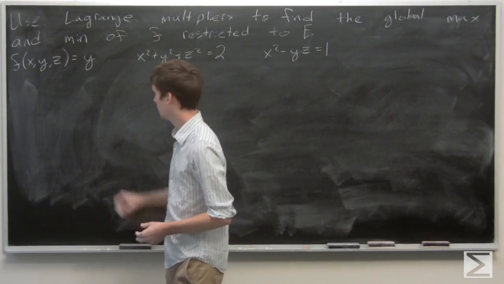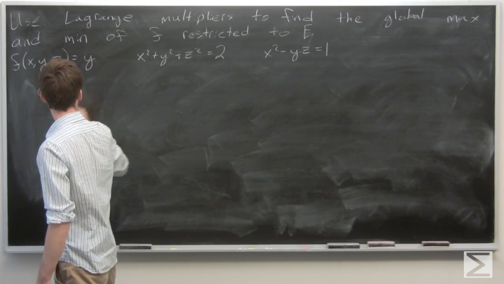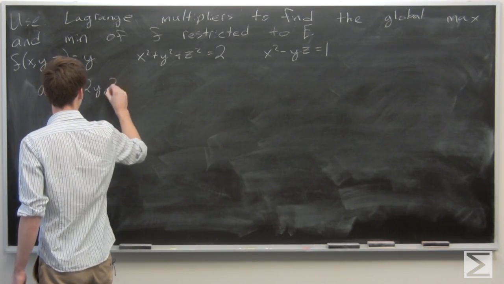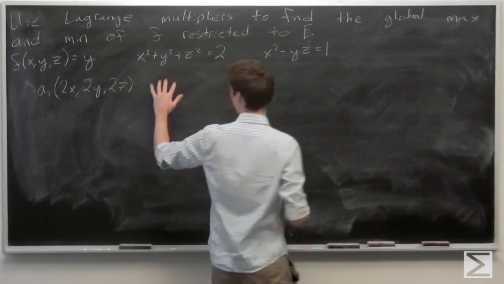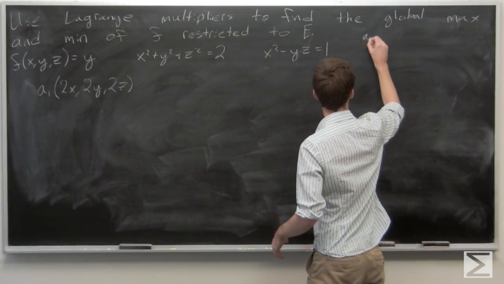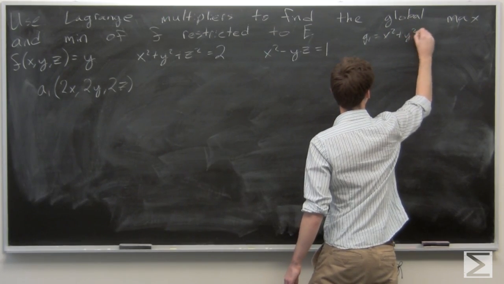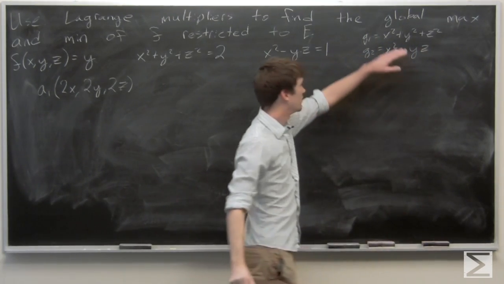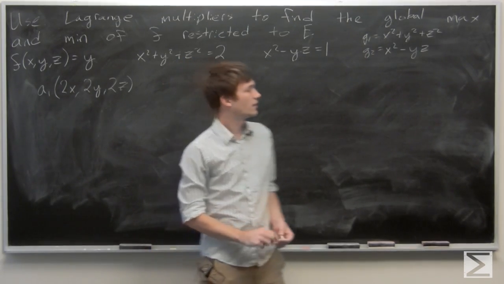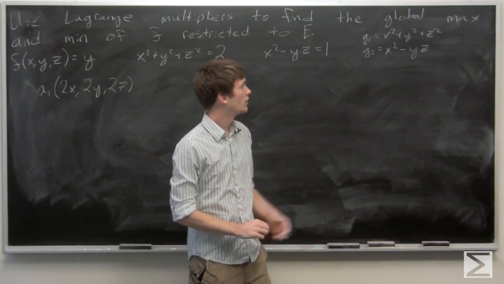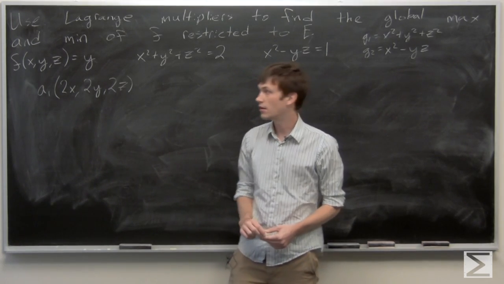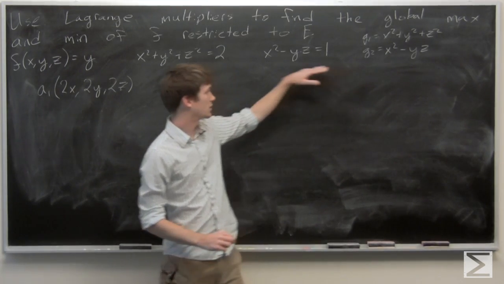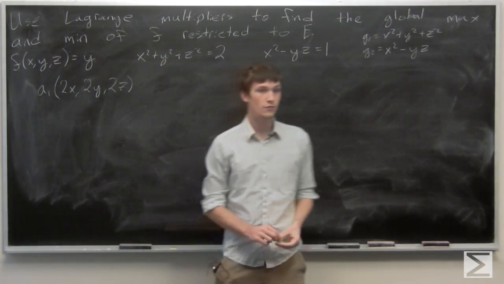So that's points that satisfy the following: a1 times our gradient of our first constraint, which is 2x. I should first note that we'll let g1 be the function x squared plus y squared plus z squared. And then our first constraint is just the level curve where g1 is equal to 2. And then our second constraint is g2 is equal to x squared minus yz, and our second constraint is the level curve when g2 is equal to 1.